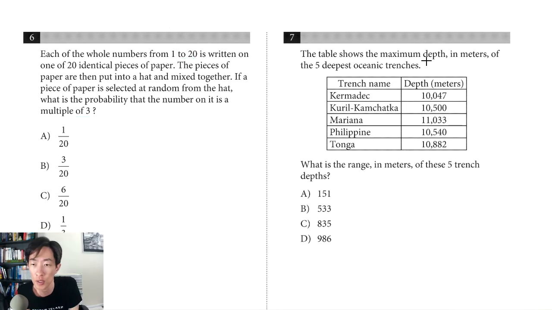Question 7, the table shows the maximum depth in meters of 5 deepest oceanic trenches, and then they list them. What is the range in meters of these 5 trench depths? So very simple question. Range basically means you take the largest and you subtract the smallest, and the difference is the range. So just by glancing quickly, we can see that the largest is Mariana because it starts with 11. The smallest is going to be Cayman, because it's 10,047, nothing smaller than that. 11,033 minus 10,047, you can do that on your calculator. It's going to be choice D, 986.